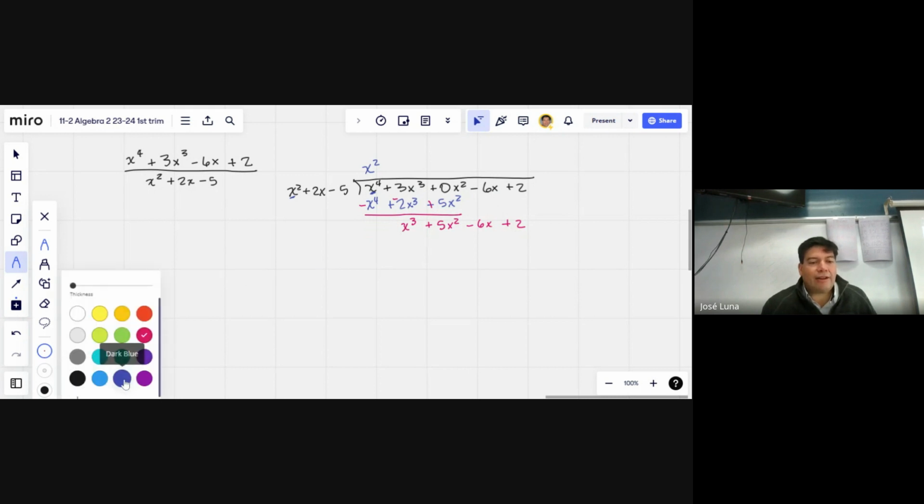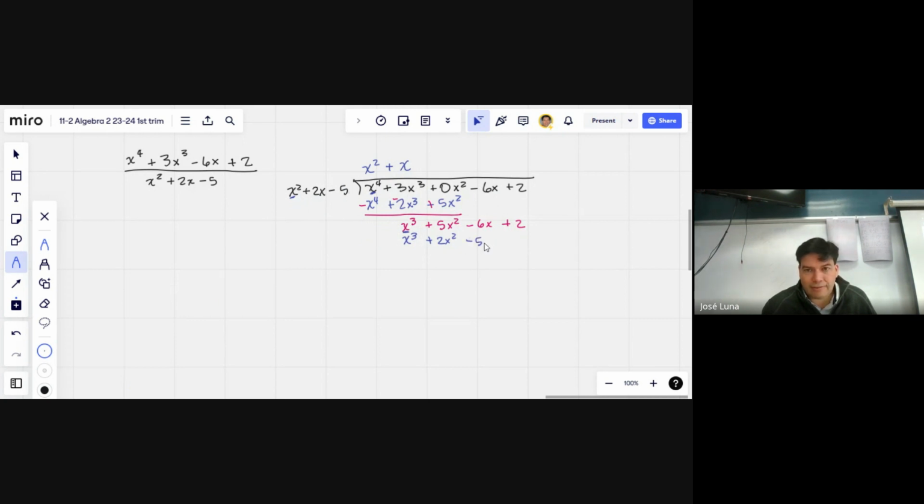We look at the leading terms. What times x squared is x cubed? So x cubed divided by x squared is just 1x, or simply x. And now we multiply. X times x squared is x cubed. X times 2x, that's 2x squared. And x times negative 5 is negative 5x.